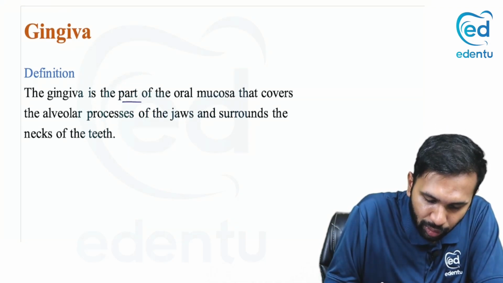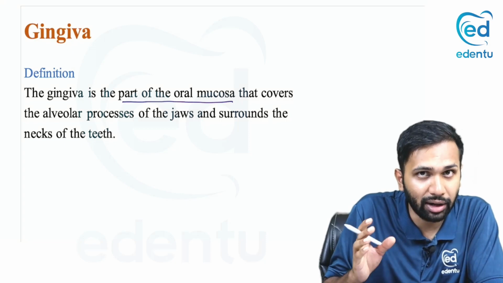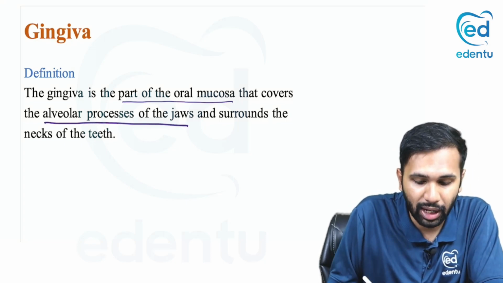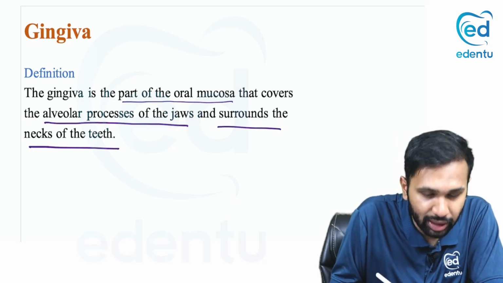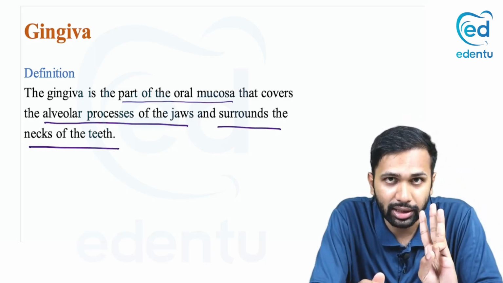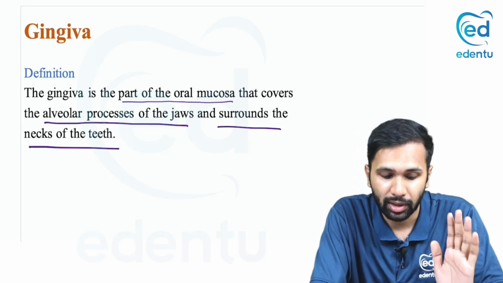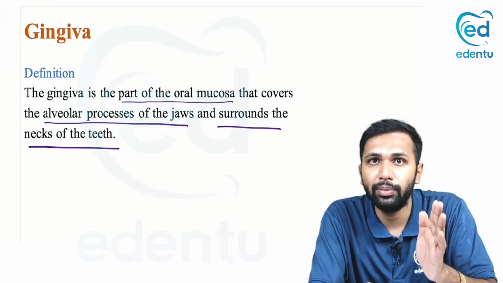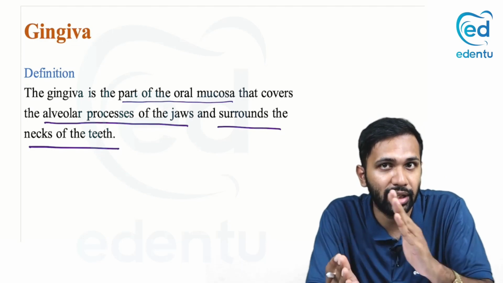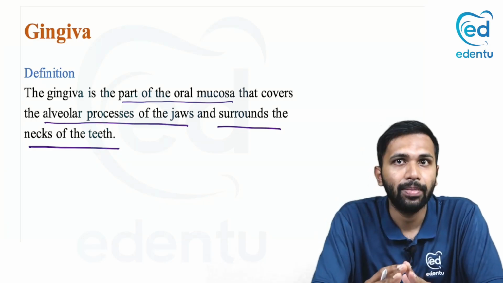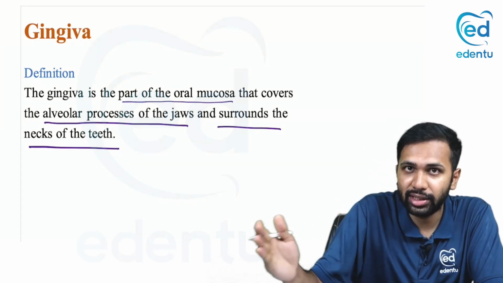In other words, gingiva can be defined as the part of the oral mucosa that covers the alveolar process of the jaws and surrounds the neck of the teeth. There are three parts to this definition. It is a part of the oral mucous membrane. It covers the alveolar process of the jaws, that is maxilla and mandible, and thirdly it surrounds the neck of the teeth, right? So we will dissect this definition.